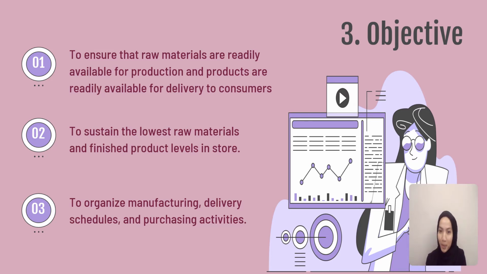So there are three primary objectives that the software seeks to provide. The first one is to ensure the raw materials are readily available for production and products are readily available for delivery to customers. The second objective is to sustain the lowest raw material and finished product level in store. The third objective is to organize the manufacturing, delivery schedules, and purchasing activities.